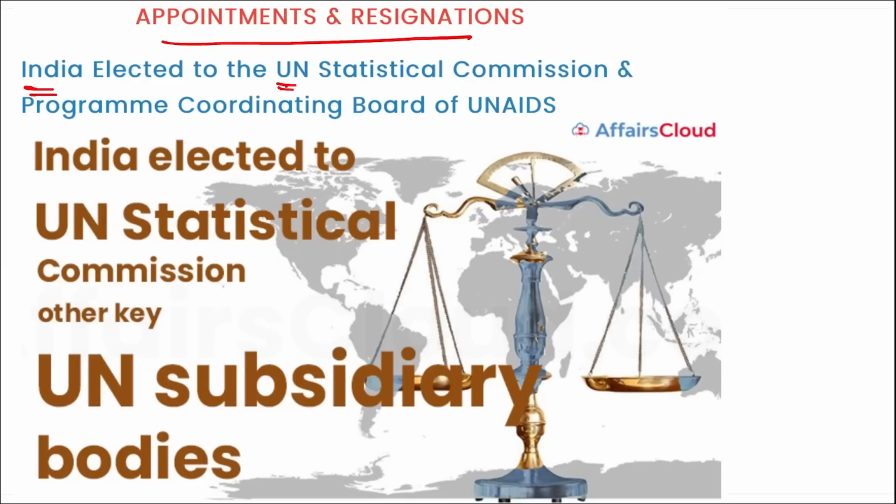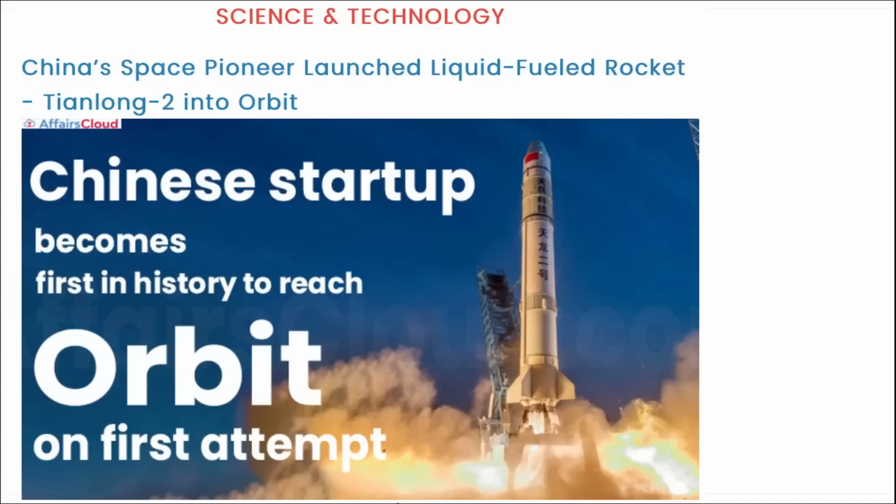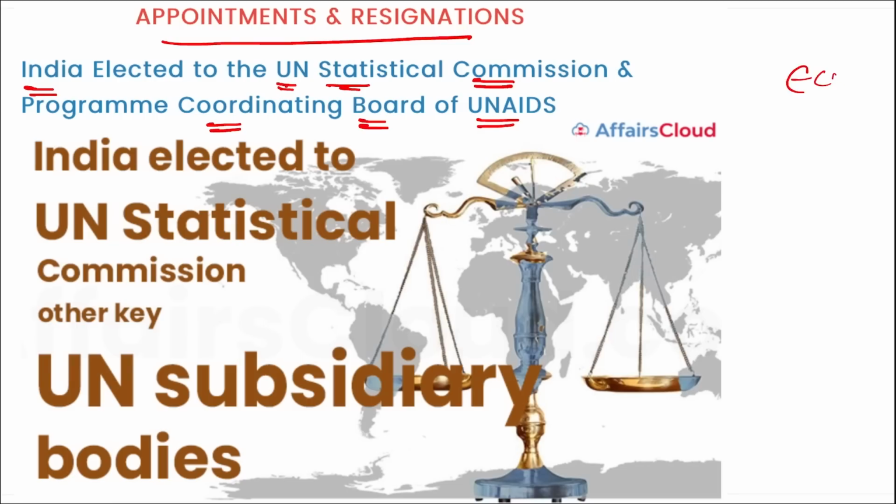India was elected to the United Nations Statistical Commission and the Program Coordinating Board of UNAIDS. I repeat, India was elected as a member of the UN Statistical Commission, the world organization's highest statistical body, and the Commission on Narcotic Drugs by ECOSOC. What is ECOSOC? It is the UN Economic and Social Council.